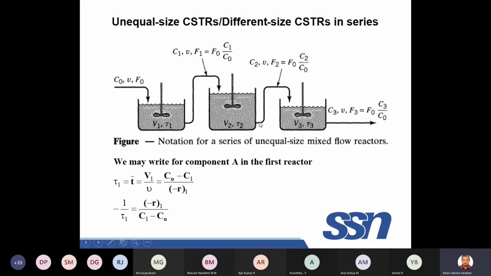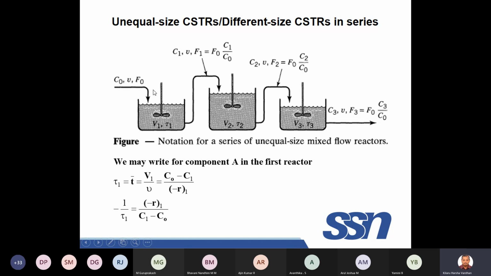So the outlet of this is C2, V, F2. Again, F2 you can calculate based on C0. F0 is known, and the C2 concentration we can calculate, so if you substitute this, we can get F2, right? The outlet from this is C3, V, F3. F3 is nothing but F0 into C3 by C0. Somehow you remember how to calculate these Fs, right? Because this is just straightforward substitution. Right? So now there are three reactors.